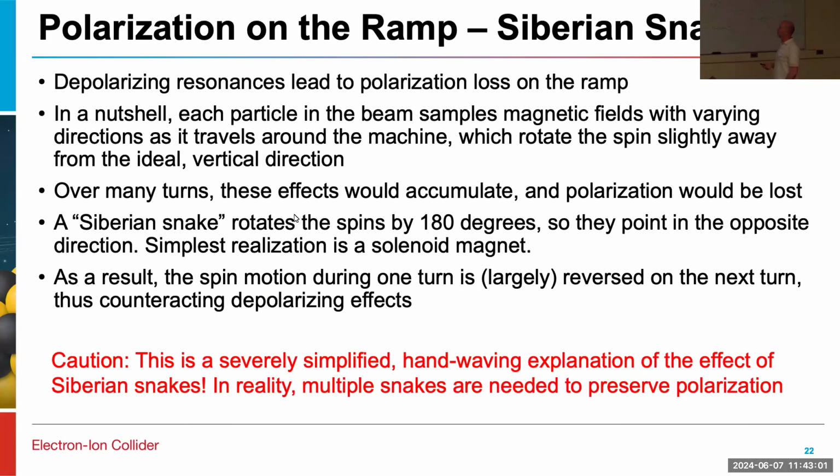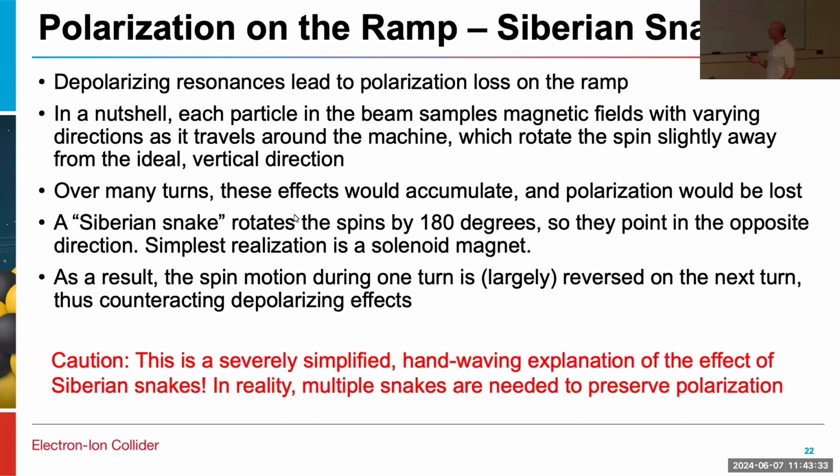Okay, so now how do we preserve polarization on the ramp? There are special spin manipulating magnets called Siberian snakes. They were invented in Novosibirsk, that's why they got this name. So what happens there? A particle travels around the machine once. It samples all kinds of magnetic fields with varying directions that all try to get the spin direction away from the vertical, so it would eventually depolarize.